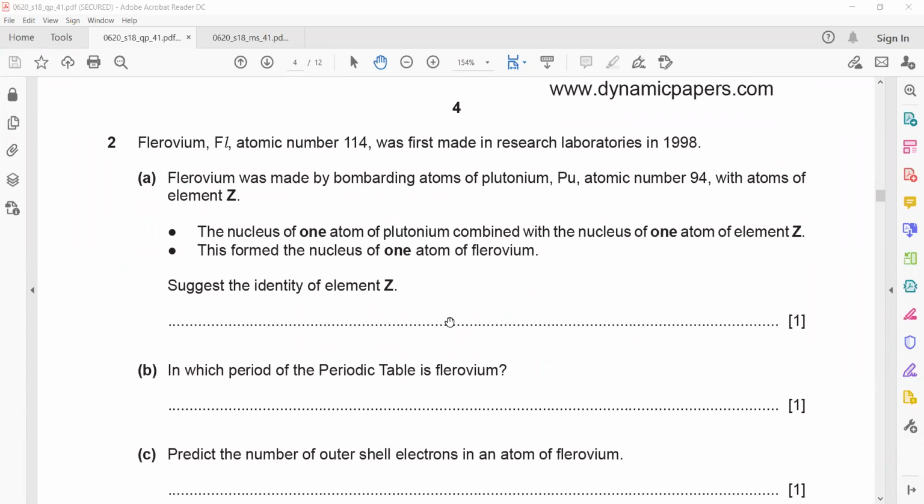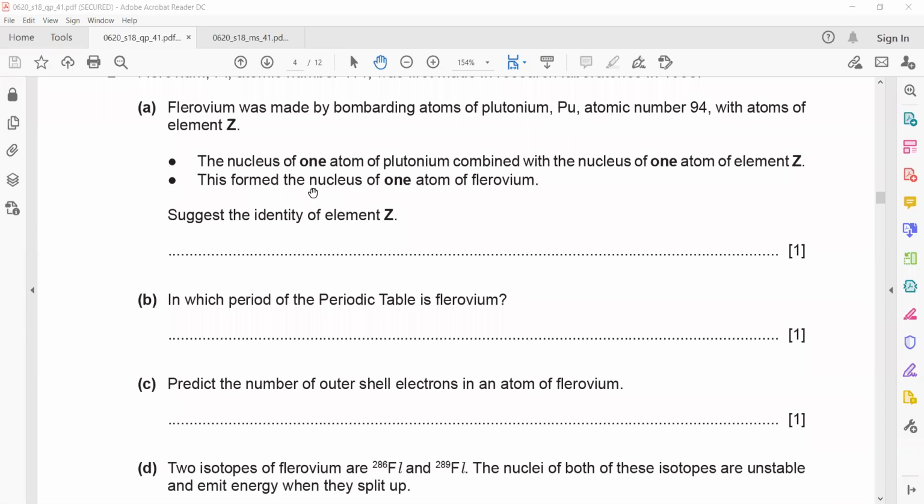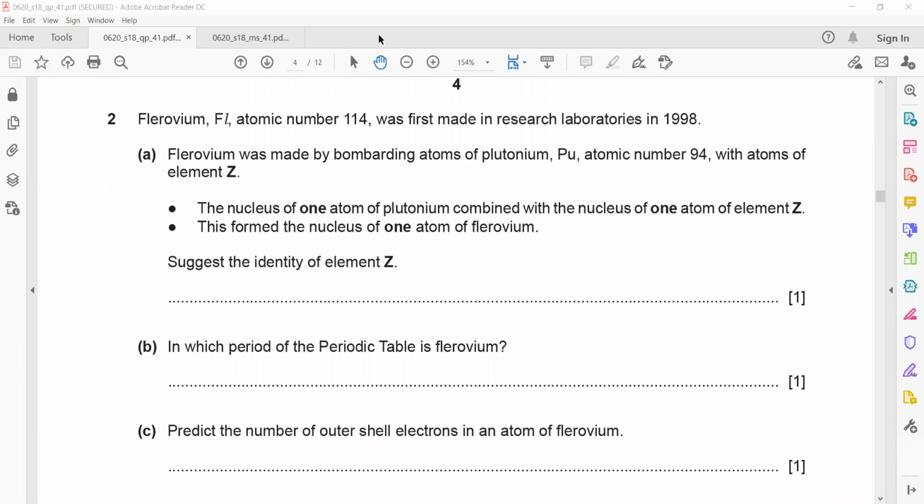In the question, flerovium, Fl, atomic number 114, was first made in a research lab in 1998. It was made by bombarding atoms of plutonium, atomic number 94, with atoms of Z. The nucleus of one atom of plutonium combined with the nucleus of one atom of Z, and this formed the nucleus of one atom of flerovium. Suggest the identity of Z. So how can we identify Z?